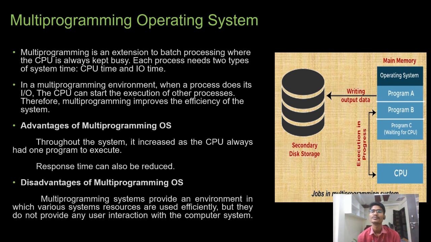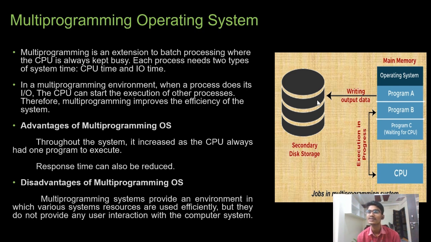This is the diagram of multi-programming operating system. There are a number of processes present in the main memory: program A, program B, and program C. This is the secondary memory storage. If program A, program B, or program C requires any input or output, it needs to interact with the secondary memory and write the output to the secondary memory.